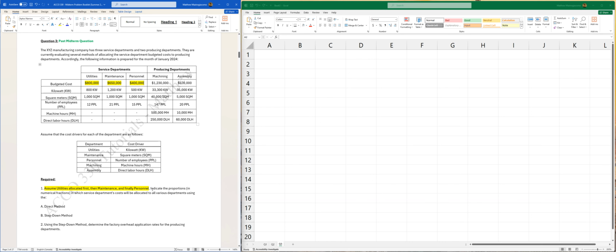So indicate the proportions in numerical fractions. Okay, that's the key thing here. We have to say what the proportions are, but as a fraction, in which service department costs would be allocated to all various departments using A, the direct method, and B, the step down.